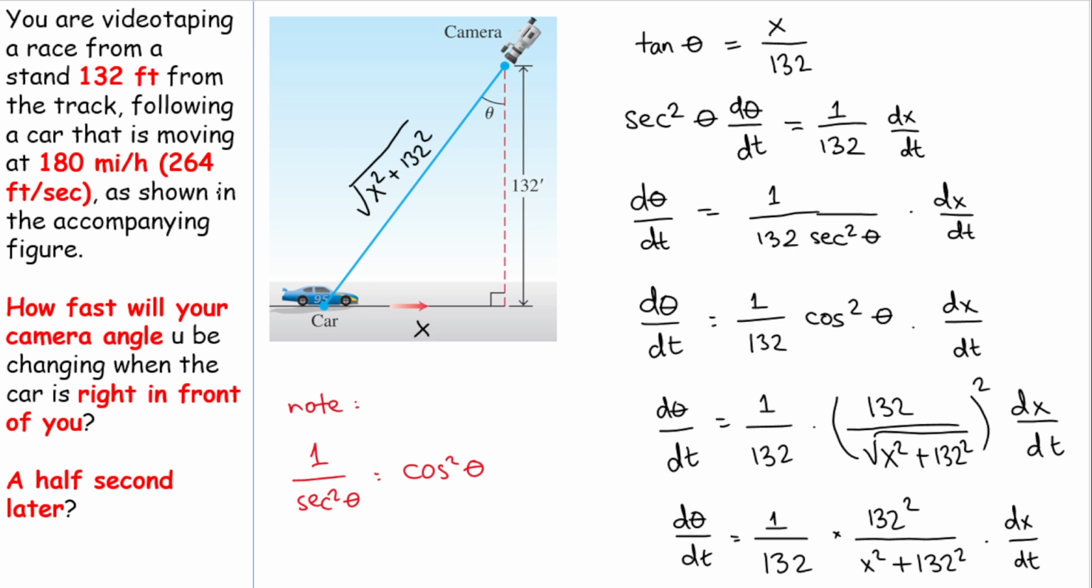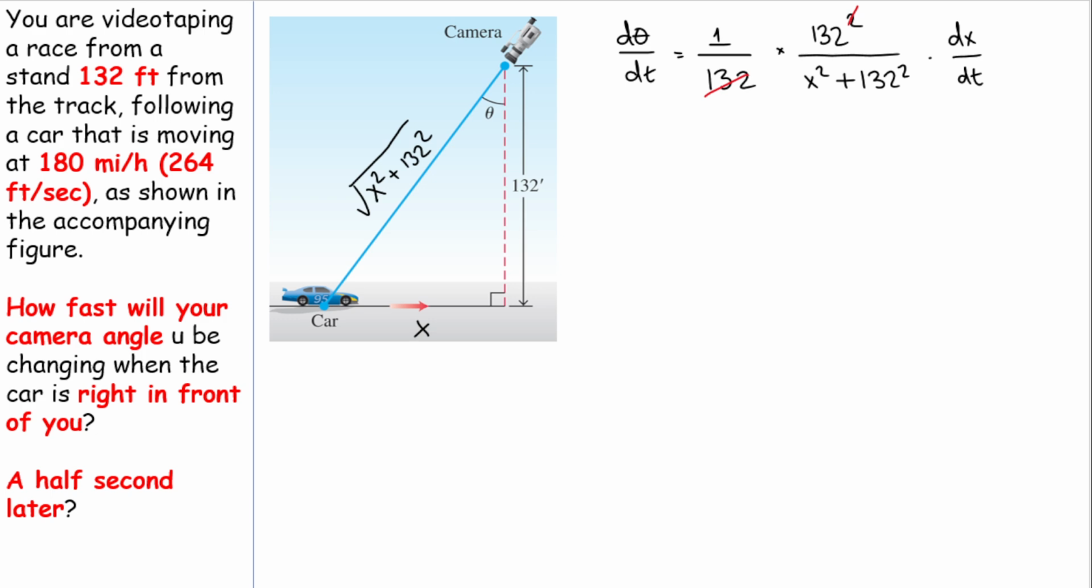Good. Okay, now we can cancel out this 132 and this 132. So in the final form, maybe let's simplify this. Okay, now let's simplify this. So I will have d theta over dt, and that will be 132 divided by x squared plus 132 squared, and then multiplied by dx dt. That's good because we can just plug the number in, right?